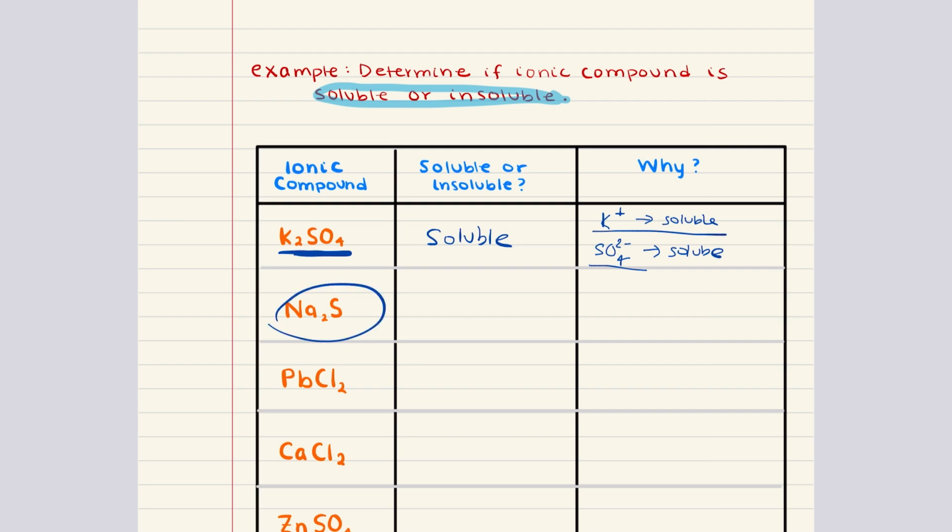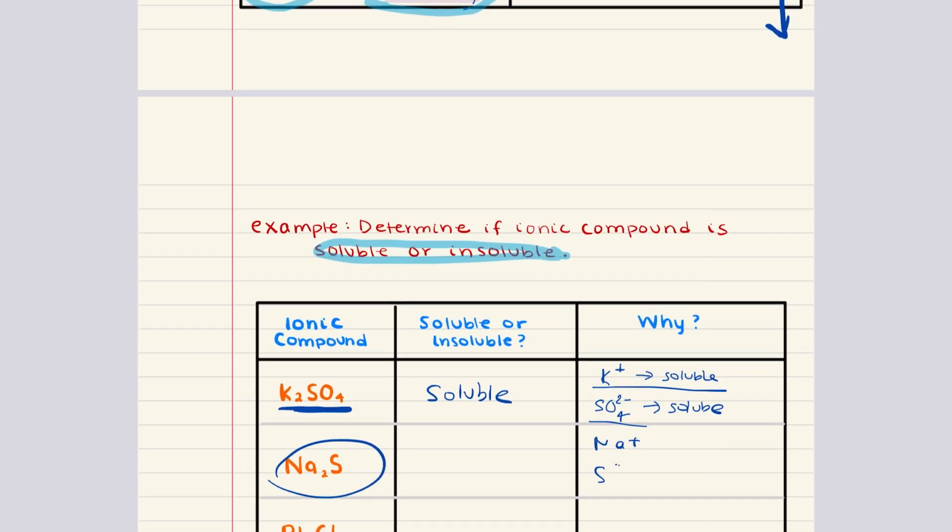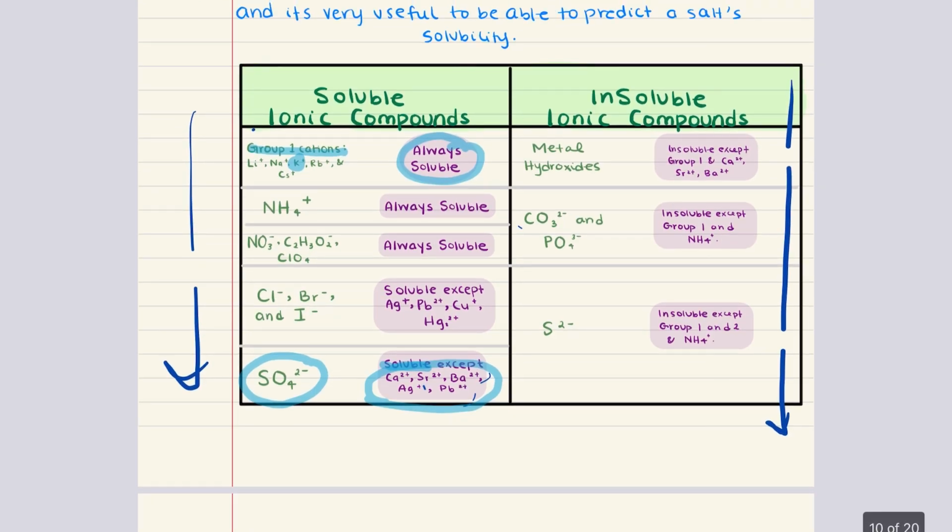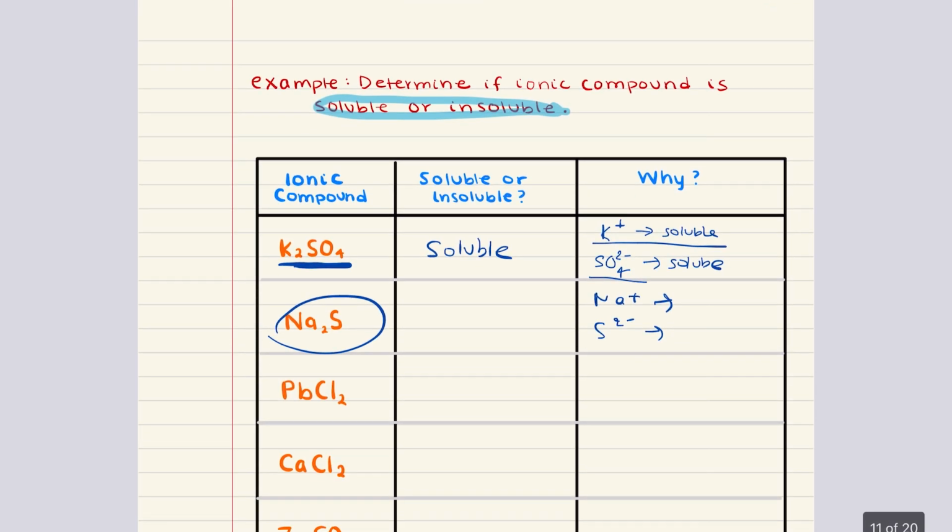Let's look at another example here. All right, we have sodium sulfide. We have sodium here and sulfide, S2 minus. Let's go back to our table and look for sodium and sulfide. What are the rules here? Well, we can find sodium right here. It is part of the group 1 cations. And like we said, since sodium is from group 1 and all ionic compounds containing group 1 cations are soluble, that means sodium sulfide is soluble.